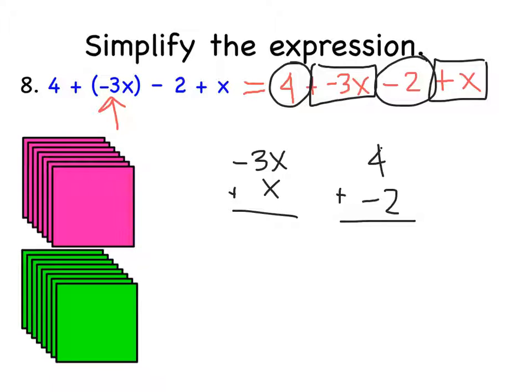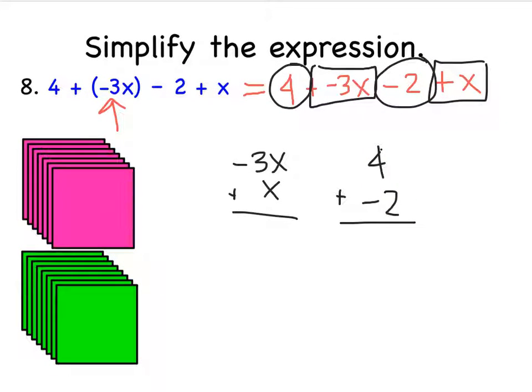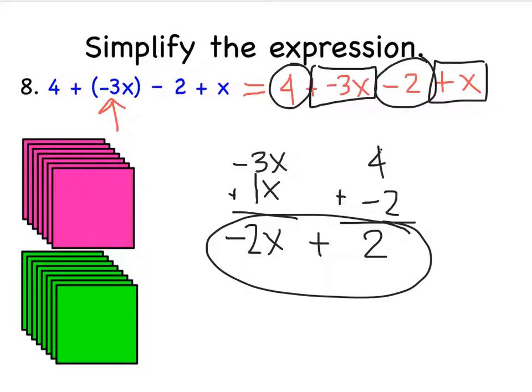Okay, now I have plus -3x and negative and positive, and we want to include that negative because we could change it to subtracting a positive, but either way we would have that negative sign. So -3x plus x, so that's, remember, plus 1x. So -3 plus 1 is going to give us -2x's. 4 plus -2 is the same as 4 subtract 2, or +2, and then I'm going to put a plus sign in the middle. So -2x plus 2 is our final answer.